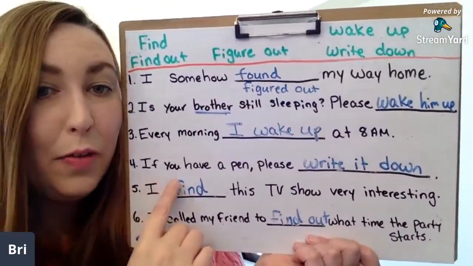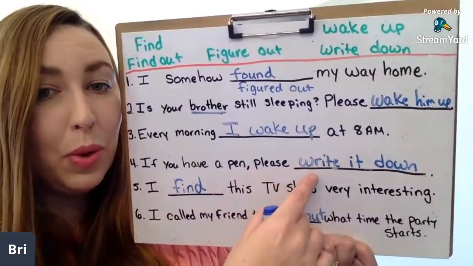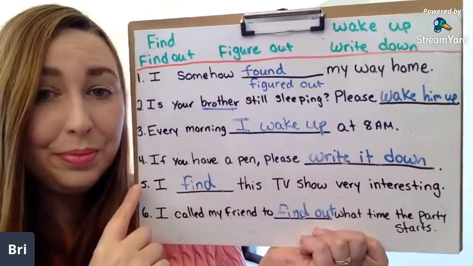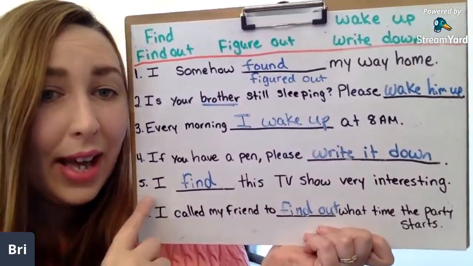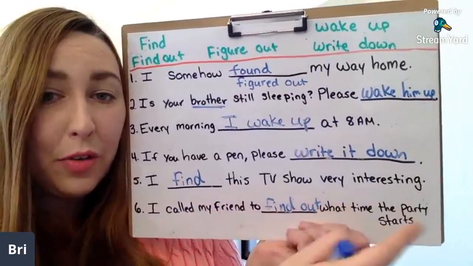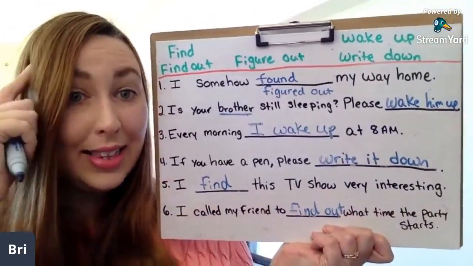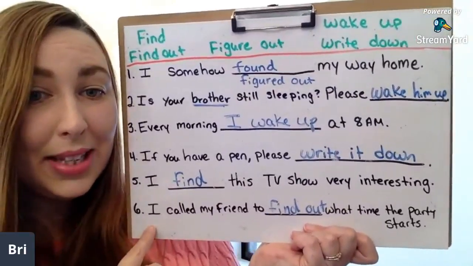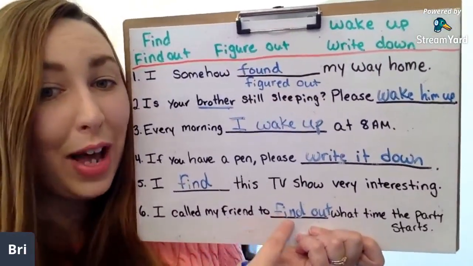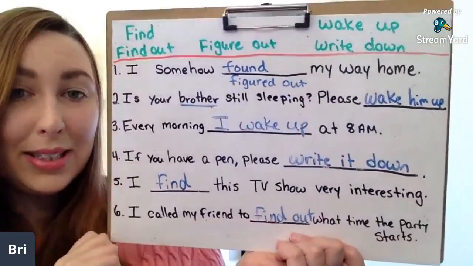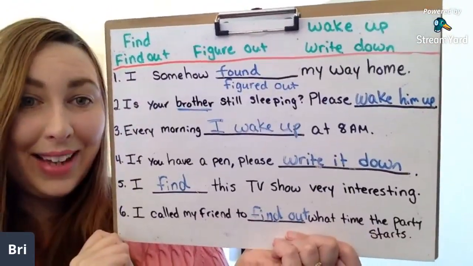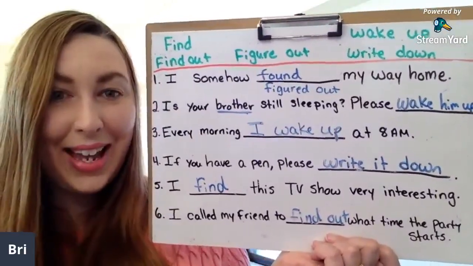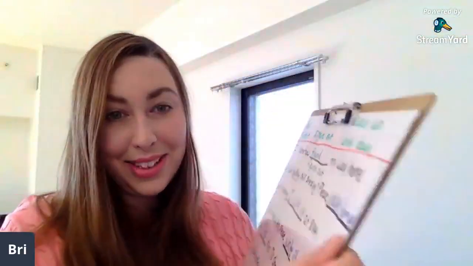Number 4, if you have a pen, please write it down. Write it down. Number 5, I find this TV show very interesting. I think this TV show is very interesting. Number 6, I called my friend to find out what time the party starts. Okay, everybody got it? Good job. Okay, I'm going to put this down. It's a little bit heavy.